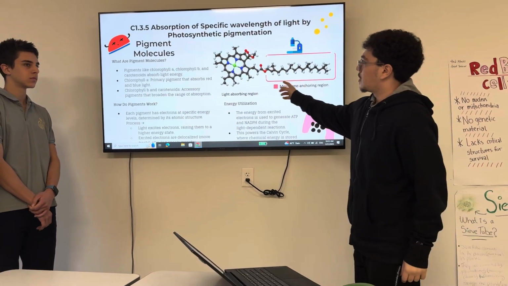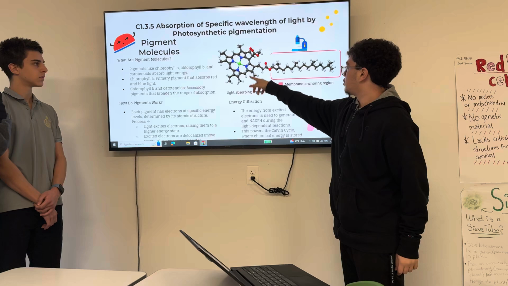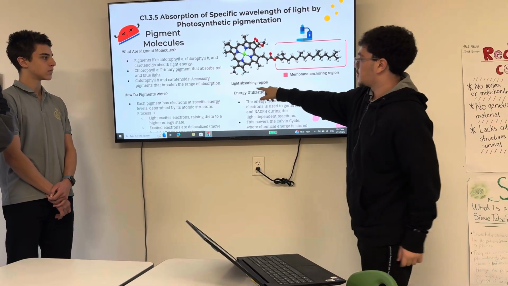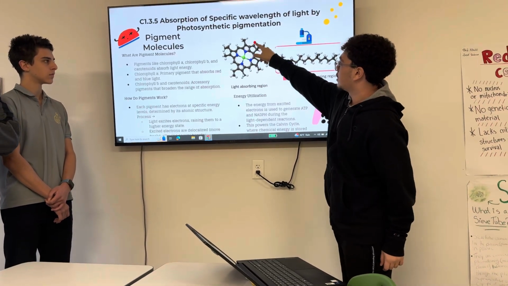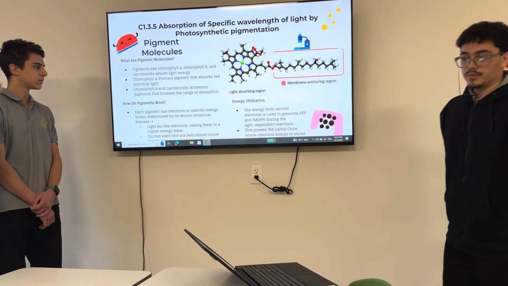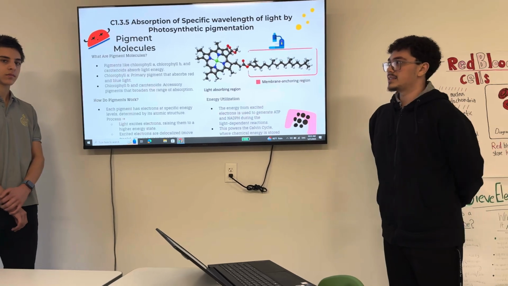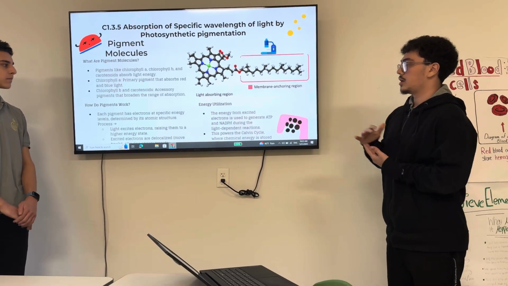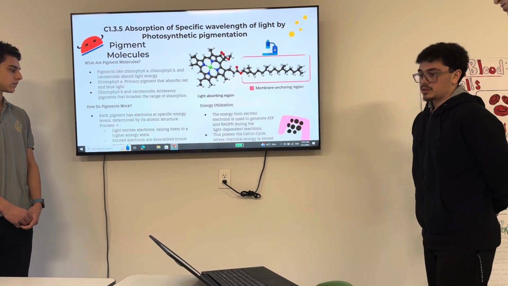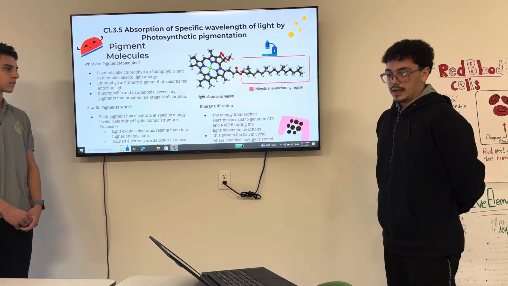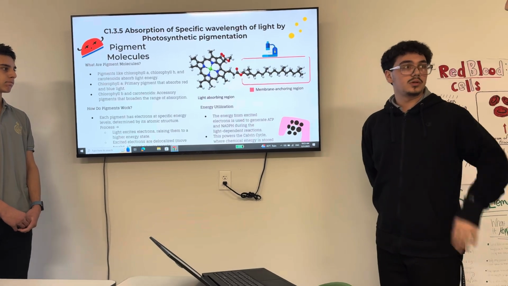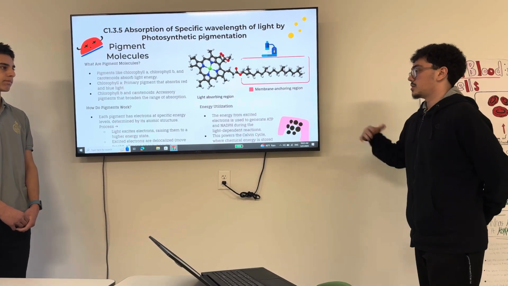This is a pigment molecule right here. It's separated into two. This one in the pink is the membrane anchoring region, and this is the light absorbing region, which got the red and the blue. How it works is that each pigment has electrons. It was kind of covered in the last slides. At specific energy levels, the light excites the electrons to a higher energy state, like what Ibrahim was talking about in the last presentation.